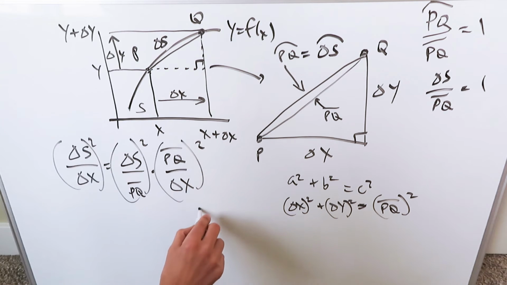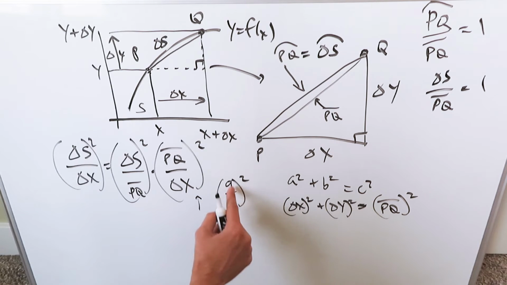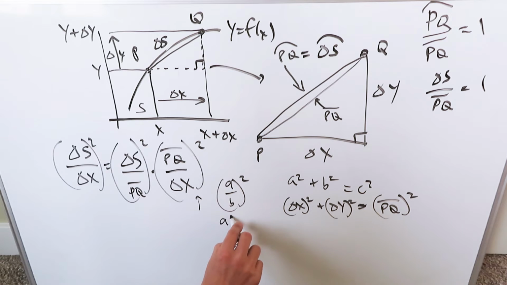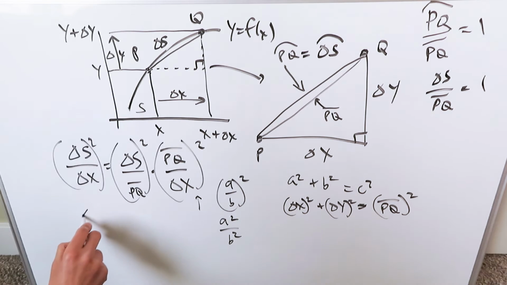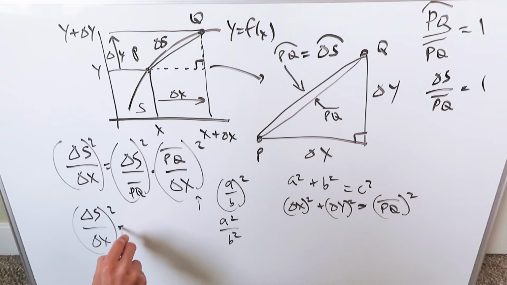Look, focus only over here. I have something that looks like a over b whole square. Don't confuse these a and b's for the Pythagorean a and b's. This is just a designation. Using laws of exponents, you're looking at a square over b square. Keep this in mind. I have here delta s over delta x whole square is equal to what?